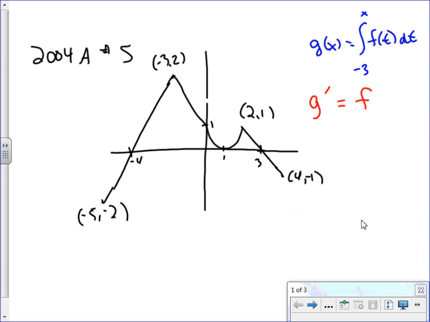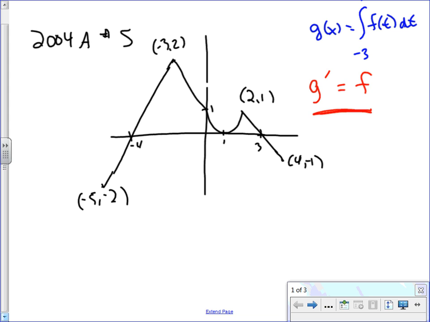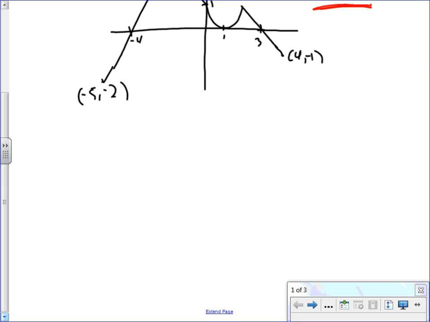Okay, so we are on 2004 A number 5, and the only thing we've done is write this very vital piece of information there. All right, the graph of F is also the graph of G prime. And then you just hit each question. We just did this. Okay, so this should feel very, very comfortable. A says, what is G of 0 and G prime of 0? So I'm going to go one at a time.